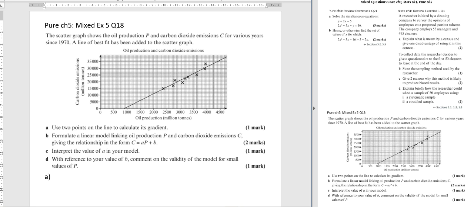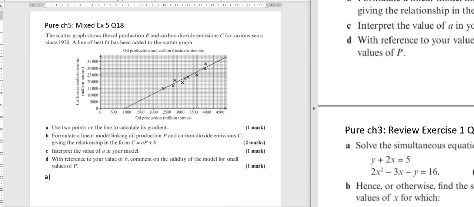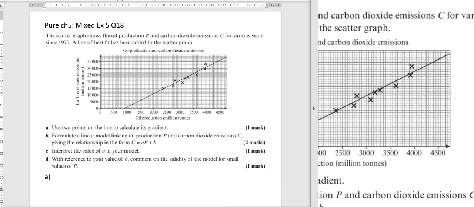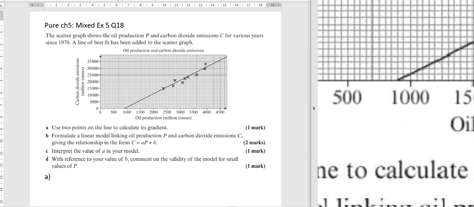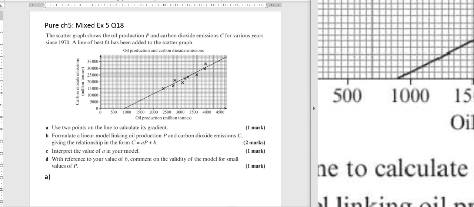Let's dive in. For part A, we need to identify a couple of points on the line. The best way I can recommend you do this is to focus on the extremes, so look as close as you can to one end or the other of the graph. The most extreme point is going to be down here on the x-axis, the oil production axis. If you look closely, you'll notice there should be 10 squares between 500 and 1,000. So 500 million tons represents 10 squares, and 50 million tons would be 1 square.